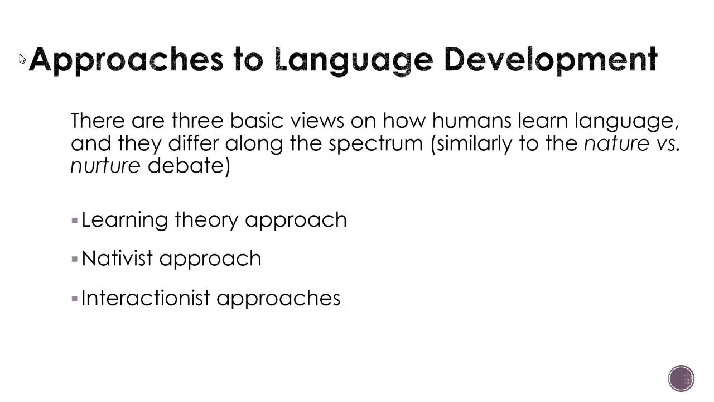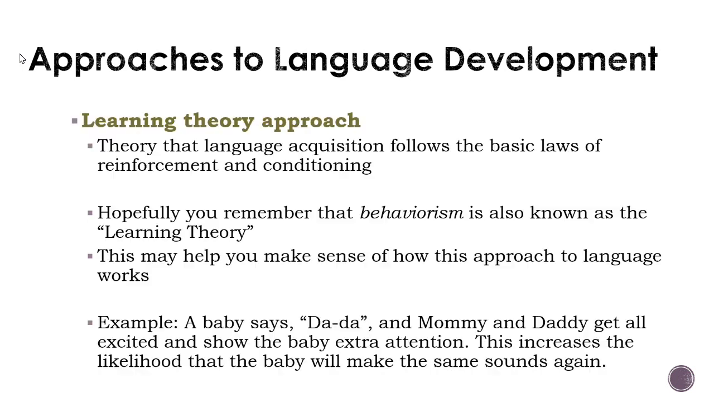All right, there's 3 basic views on how humans develop language. We're not talking about information processing, even though there is going to be some overlap. Now we're specifically looking at how humans learn to speak, okay, and how they learn to understand language. These 3 approaches are very, very different, kind of like the nature versus nurture debate. And I'm going to show you exactly where each of these language learning approaches falls on the nature versus nurture spectrum. So we've got the learning theory approach, we've got the nativist approach, and we've got the interactionist approaches.